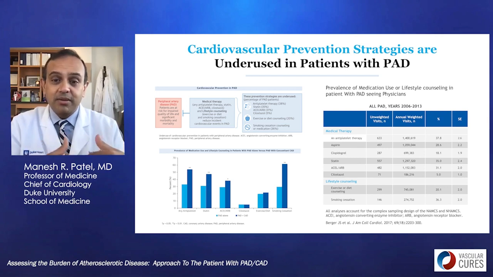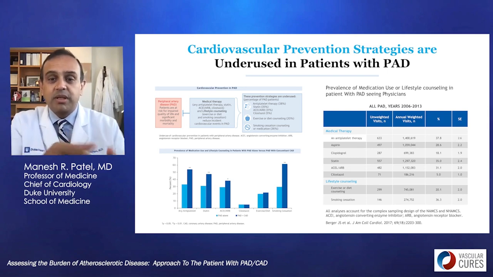And of course, we know exercise is important for these patients. Even though they're having pain in their limb, one of the first things we can talk about is increasing their exercise activity to hopefully build collaterals and build more blood flow to that limb.